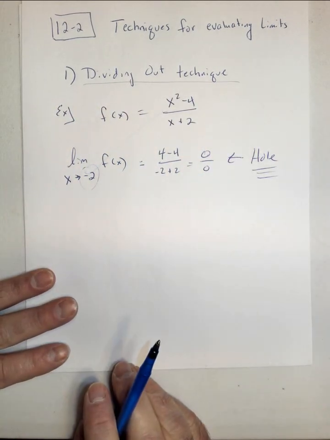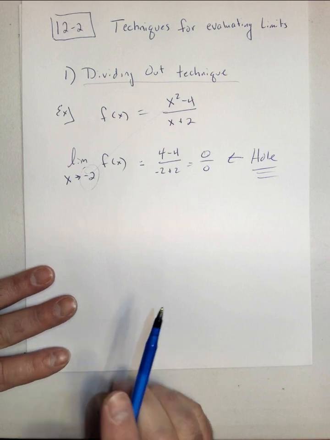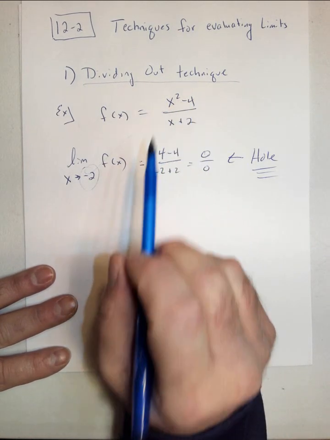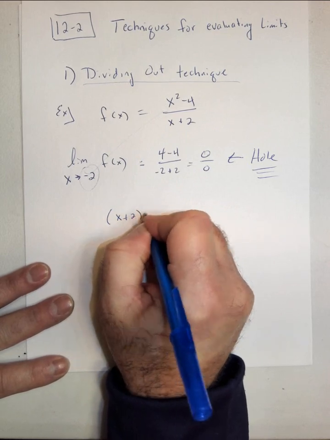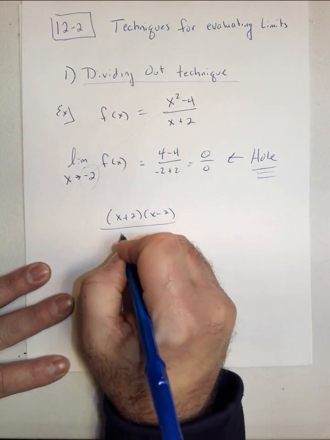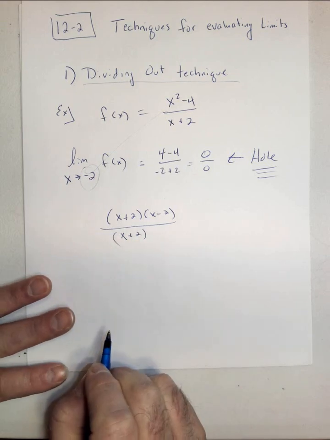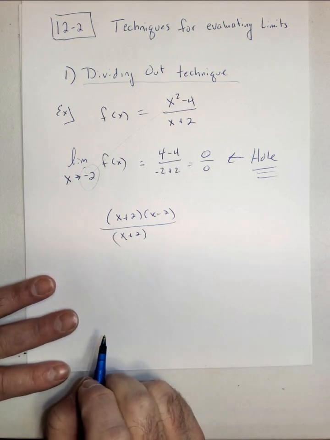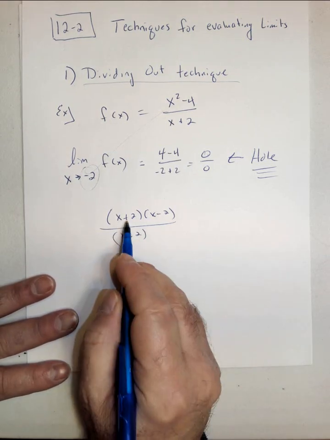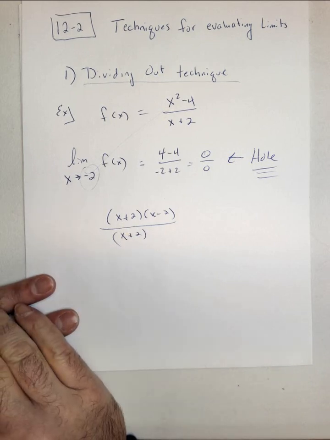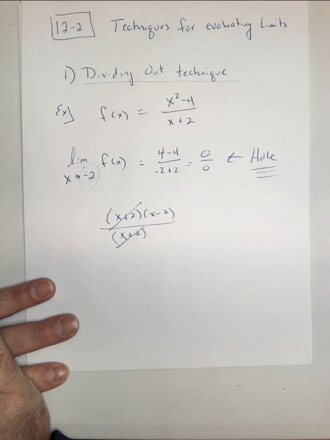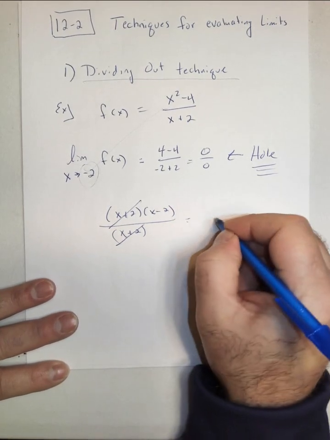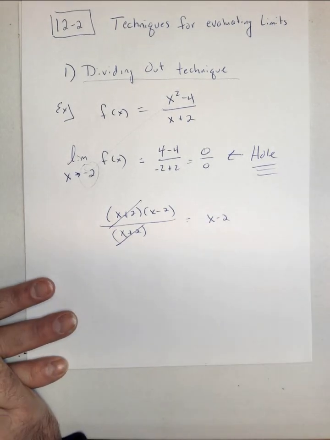Dividing out just means that we're going to factor when possible. In this case, we factor the x squared minus 4 into x plus 2 times x minus 2. Factoring displays the common factor in the top and the bottom. So we remove it, hence the removable discontinuity, and we're left with x minus 2.